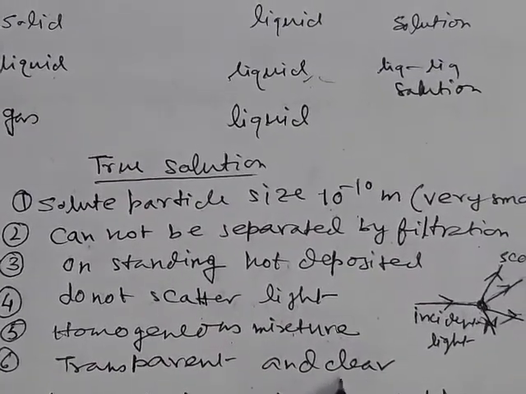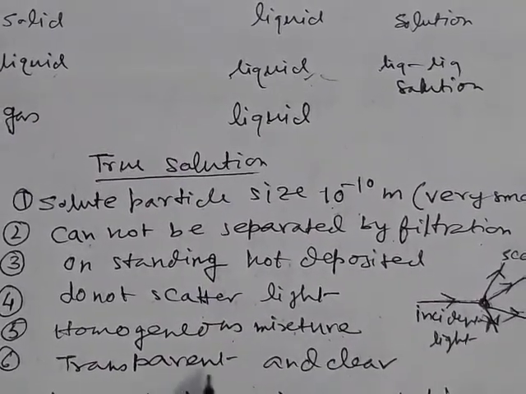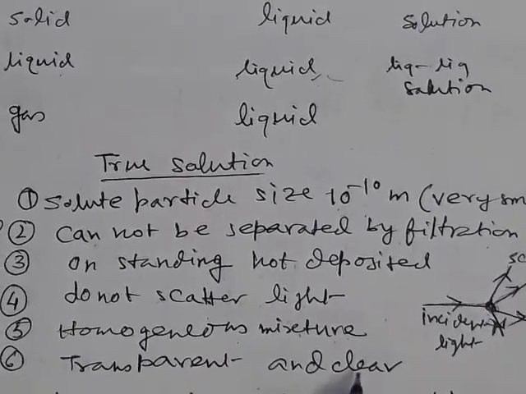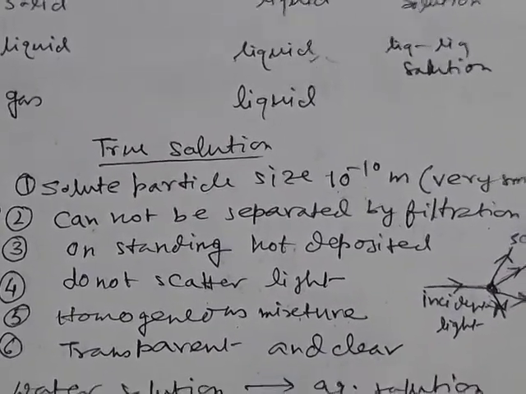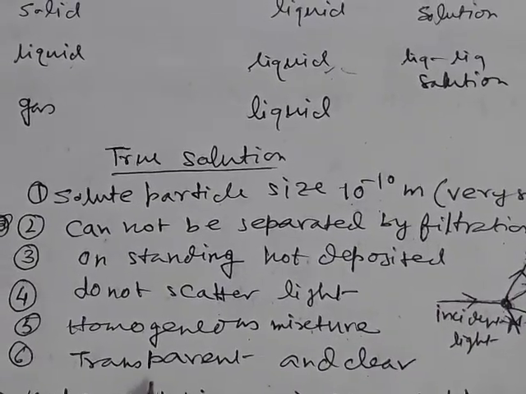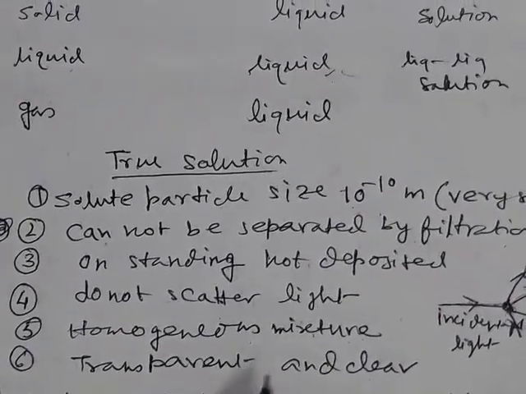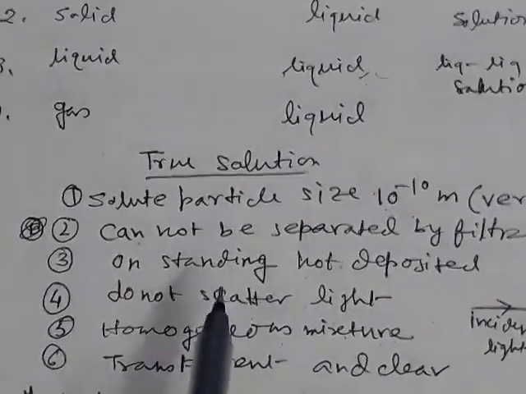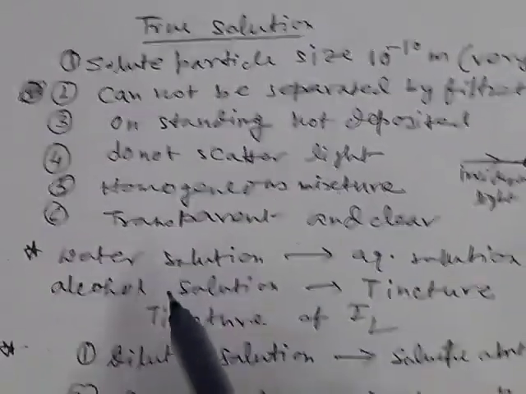Number 6: transparent and clear. As the particles are of very small size, they cannot be seen by our eyes, so this solution is transparent and clear. These are the properties of a true solution.